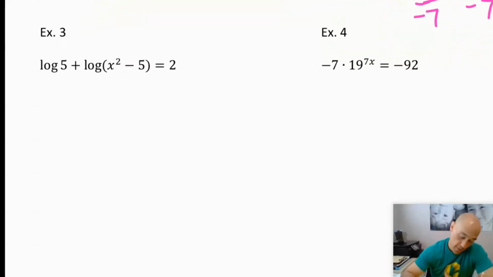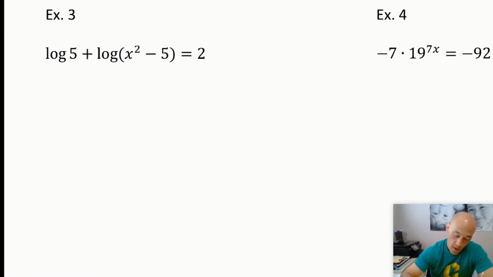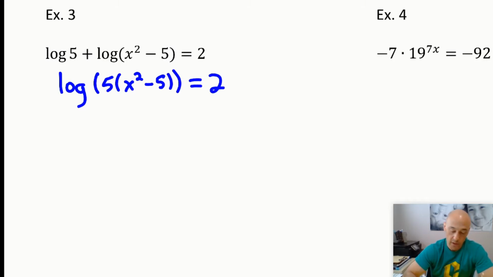All right, example 3. Oh, this one's a little different. Notice that there's no base written in. Remember, that means there's a base 10. So we have two logarithms that are base 10, and we're adding them together. That means we multiply. So we have log base 10 of the quantity 5 times the quantity x squared minus 5 is equal to 2.